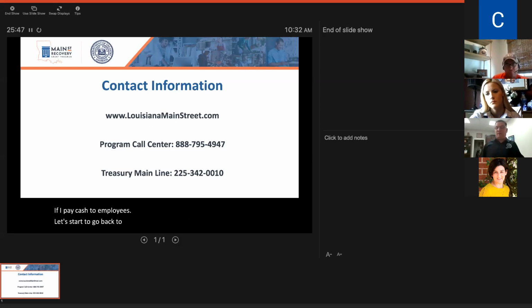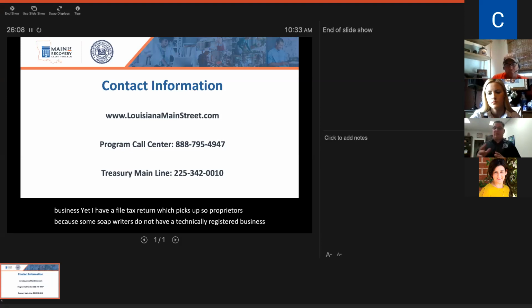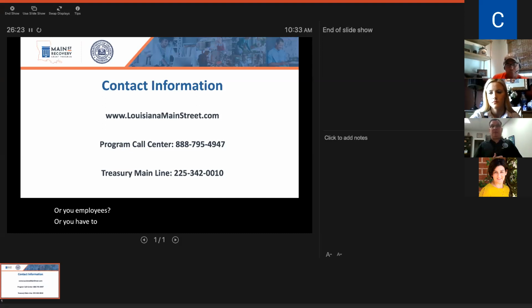In order to qualify for this grant, you have to have filed a tax return. You have to have a legitimate business. You had to have a filed tax return, which picks up sole proprietors, because some sole proprietors do not have a technically registered business in the state of Louisiana, but they operate and file on their personal taxes. You have to have a location where people come, or your employees, or you have to have under 50 employees to be qualified as a small business. So that's the basis of whether you qualify.